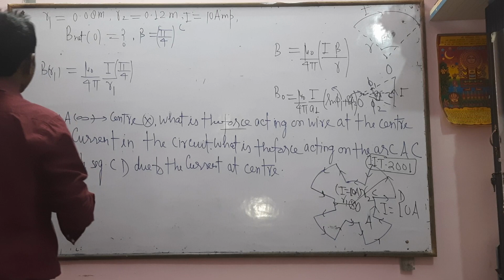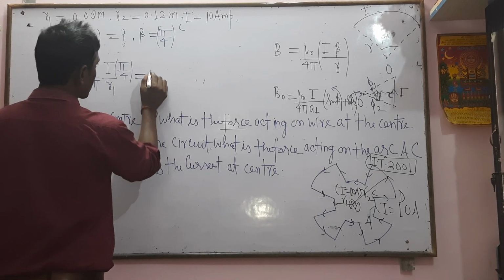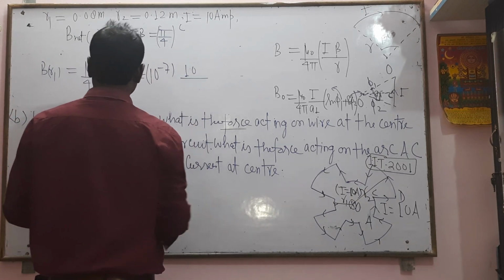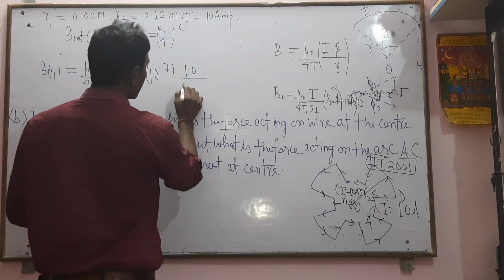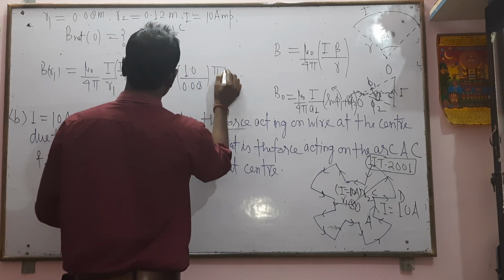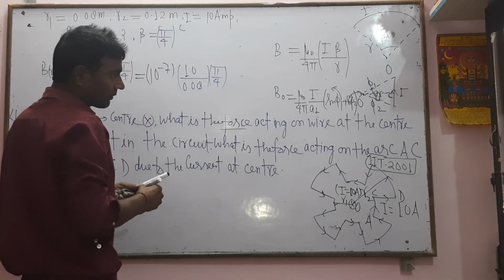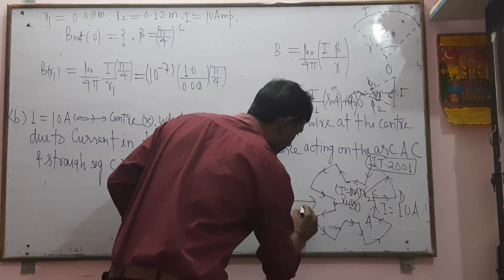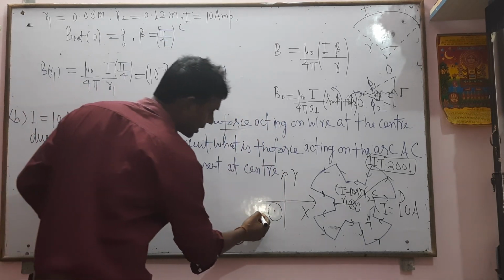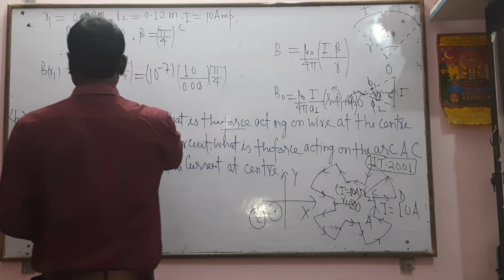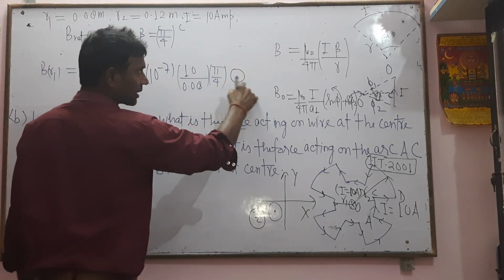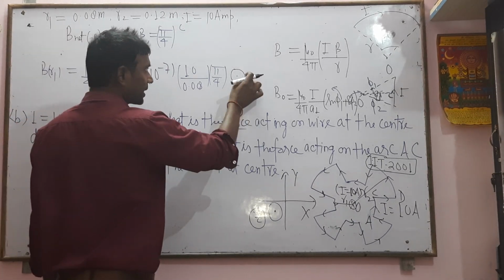So B due to r1 equals, putting in the value, mu naught by 4 pi equal to 10 raised to minus 7, into current I, which is 10 ampere, divided by r1. R1 equals 0.08 meter, into pi by 4. The direction of the magnetic field, if we put this plane in the xy plane, will be outward, along the z axis. A field perpendicular to the plane and outward is denoted by a circle and dot, and inside the plane is denoted by a circle and cross.